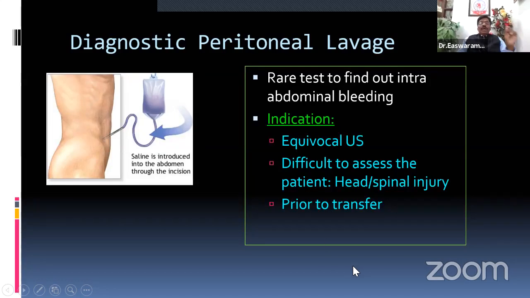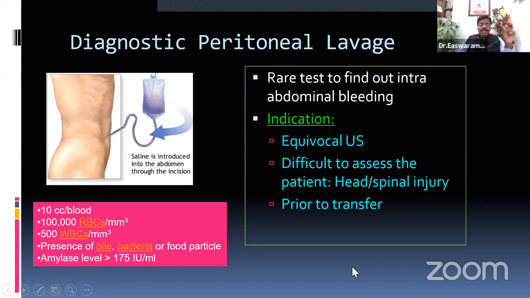Then you can do a diagnostic peritoneal lavage, wherein you put a small needle in the peritoneal cavity and instill 1 liter of warm saline. After a few minutes, you just put the bag down. By gravity, the fluid inside will siphon outside, will come out, and you look at the fluid. If there is more than 10 ml of frank blood, or if the fluid sent shows any of these findings, that is a positive peritoneal lavage.